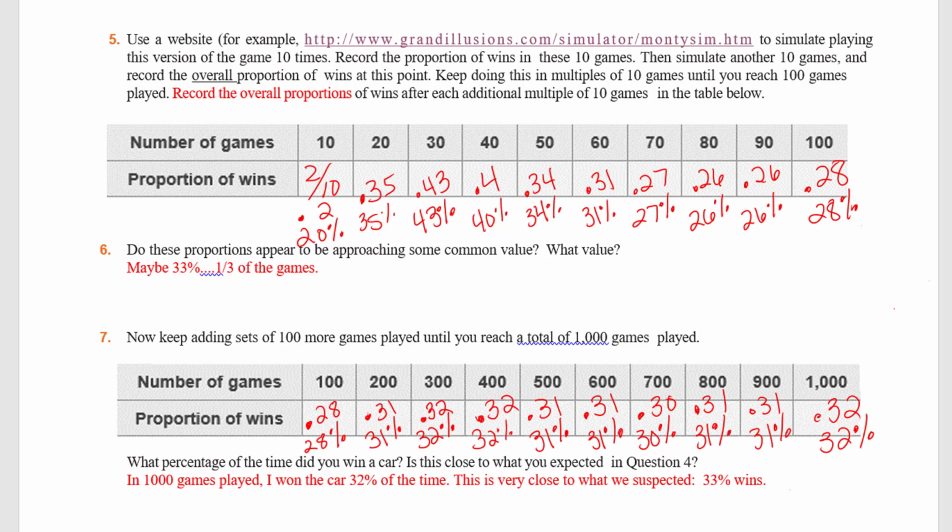When we only played 100 games, we won 28% of the time, and it was wavering around and getting closer and closer to 33% maybe, but it wasn't hitting 33% exactly, guaranteed. When we played more games and went up to 1,000, it does seem to be getting closer to 33%. And I would suspect if I upped this to maybe 10,000 games, it would get even closer to 33%.